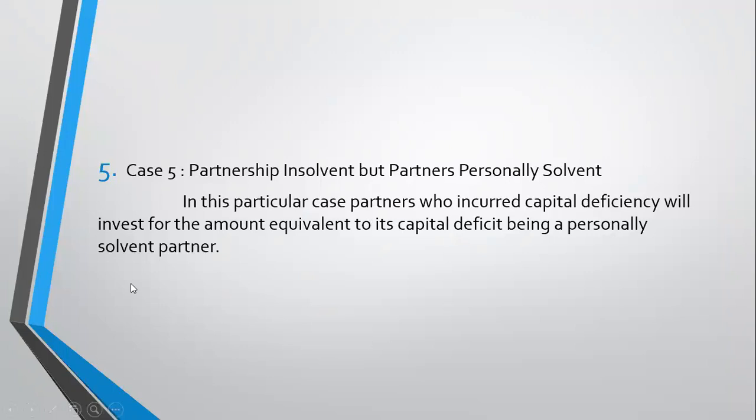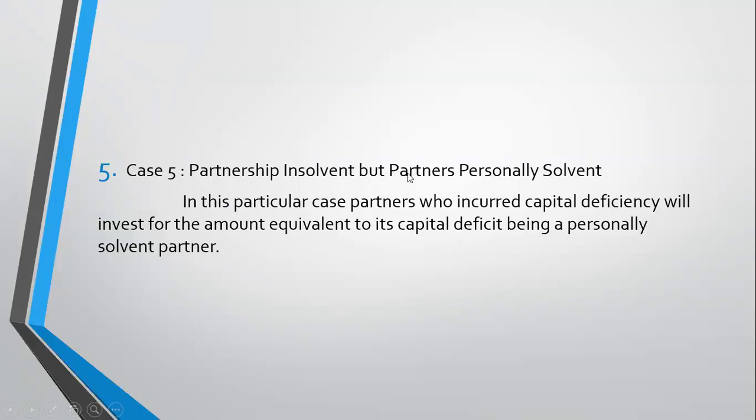So yung case number 5, no, partnership insolvent but partners personally solvent. So in this particular case, partners who incurred capital deficiency will invest for the amount equivalent to its capital deficit being a personally solvent partner. So ang sinasabi lang dito, kapag yung partnership daw insolvent na, but partners naman is personally solvent, ibig sabihin negative na lahat, may utang pa silang natira. Kaya yung partnership nila is insolvent na. Lahat ng capital nila nag-negative na. Tapos meron pa silang remaining obligation or liabilities sa kanilang outside creditor.